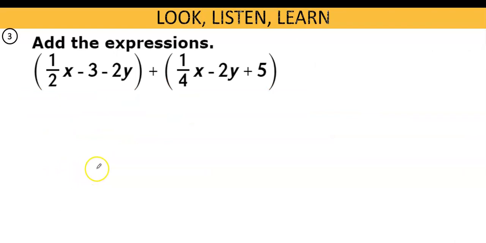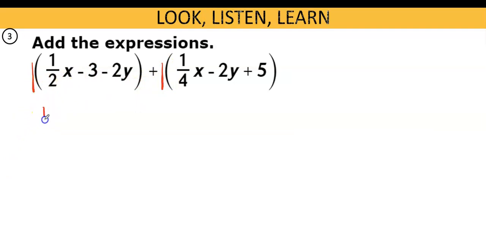Alright, so next let us go to the next slide. So add the expressions: half x minus 3 minus 2y, plus a quarter x minus 2y plus 5. So let me put my invisible ones outside the parentheses. Then I can proceed to distribute.